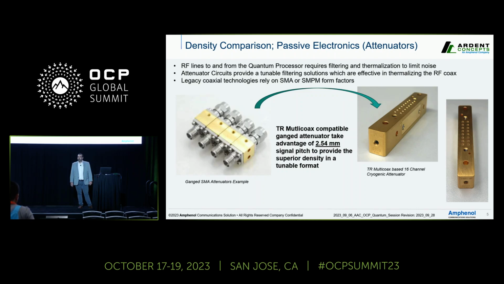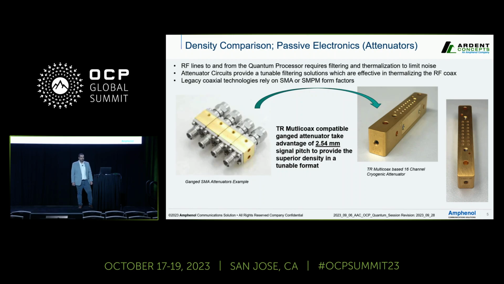In the realm of quantum computing, the transmission of RF signals to and from the quantum processor is a critical process, demanding the utmost noise control. This calls for effective filtering and thermalization through the application of attenuator circuits. These circuits offer tunable filtering capabilities, effectively reducing noise while ensuring proper thermalization of the RF control cables. As with the hermetic feed-through, traditional attenuator circuits rely on SMA or SMP technology.